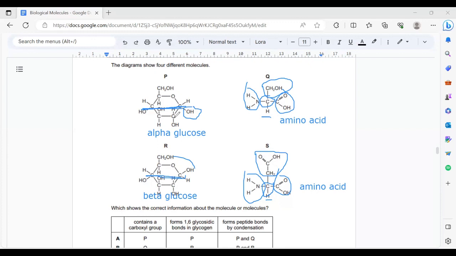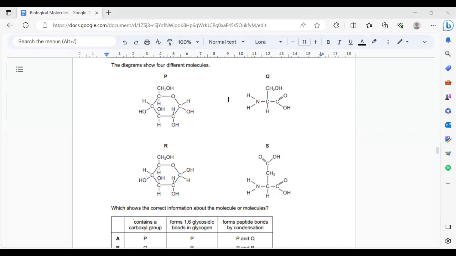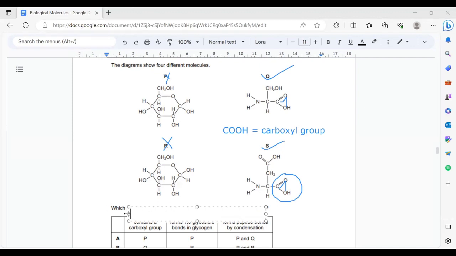So let's look at the options. Before looking at the options, let's look at the descriptive content that is given here. So contains a carboxyl group. Whenever there is any carboxyl group, COOH is a carboxyl group. It's Q and S because they have the COOH group. P and R do not have COOH. So for this section, our answer can either be Q or S.